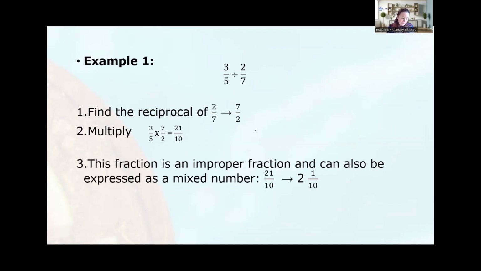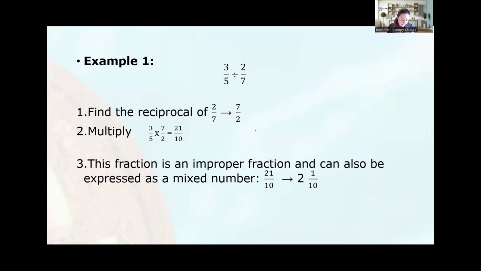So we've got 3 over 5 divided by 2 over 7. Let's flip the second fraction over in our first example, sorry. So 2/7 becomes 7 over 2. And then we can just multiply across our numerators and denominators. So you've got 3 lots of 7 to make 21, and 5 lots of 2 to make 10. This is now what we call an improper fraction, so it's top heavy.